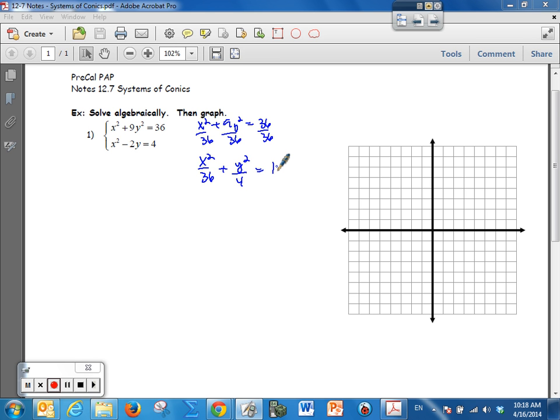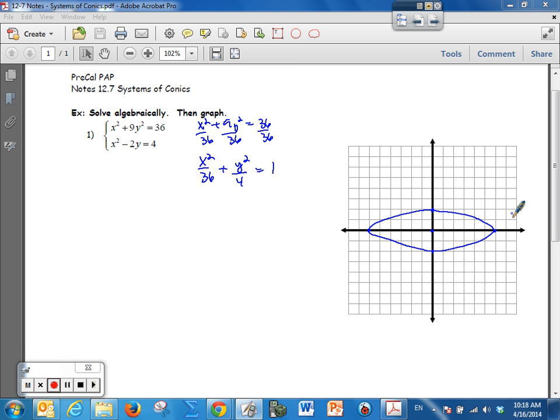The center's at 0, 0. And then we go out 6 on each side. And then up 2. And then we have the sketch of our ellipse. Now with these, there's no need to draw foci or any other parts of the figure. You just draw the standard figure because we're just interested in where they intersect.